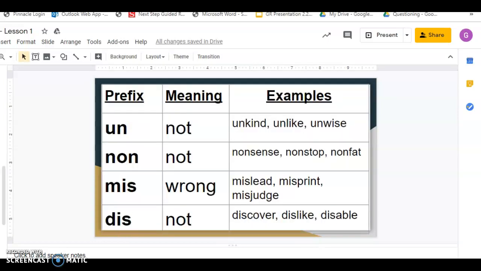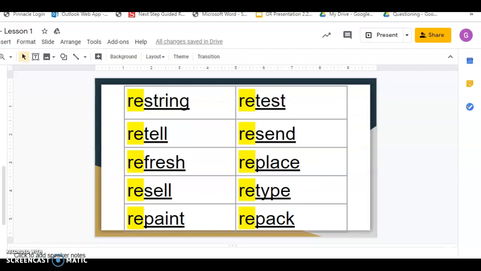So today we learned about prefixes. And what is a prefix? A meaningful word part that we add to the beginning of a word. The next few slides show some charts of different types of prefixes. Which prefix did we learn today? We learned about the prefix re. And what does it mean? It can mean again or back.